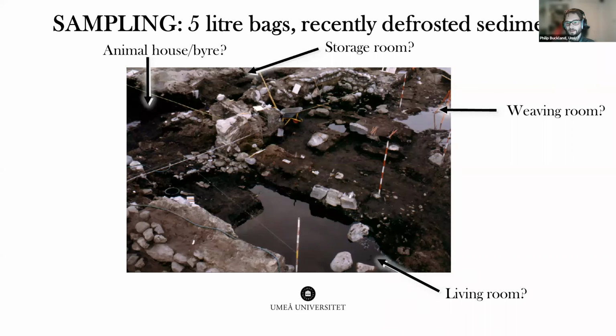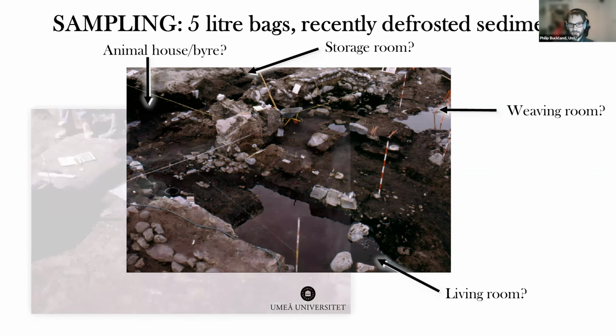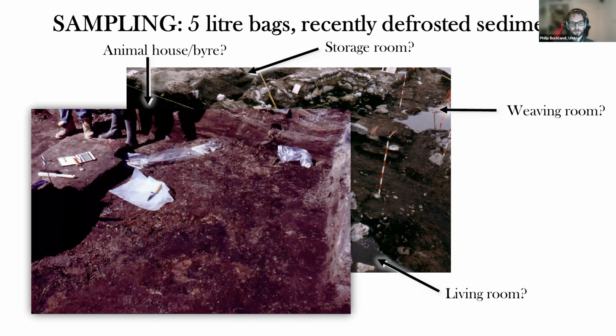When we are sampling a site that has such potential for interpretation, we tend to do it by room. So we want to know what is the function of the room, and we do it over time. So a room can change function over time, of course, but we also want to know what is happening on this site over time, from its establishment to its abandonment in this case. And the samples tend to look like this.